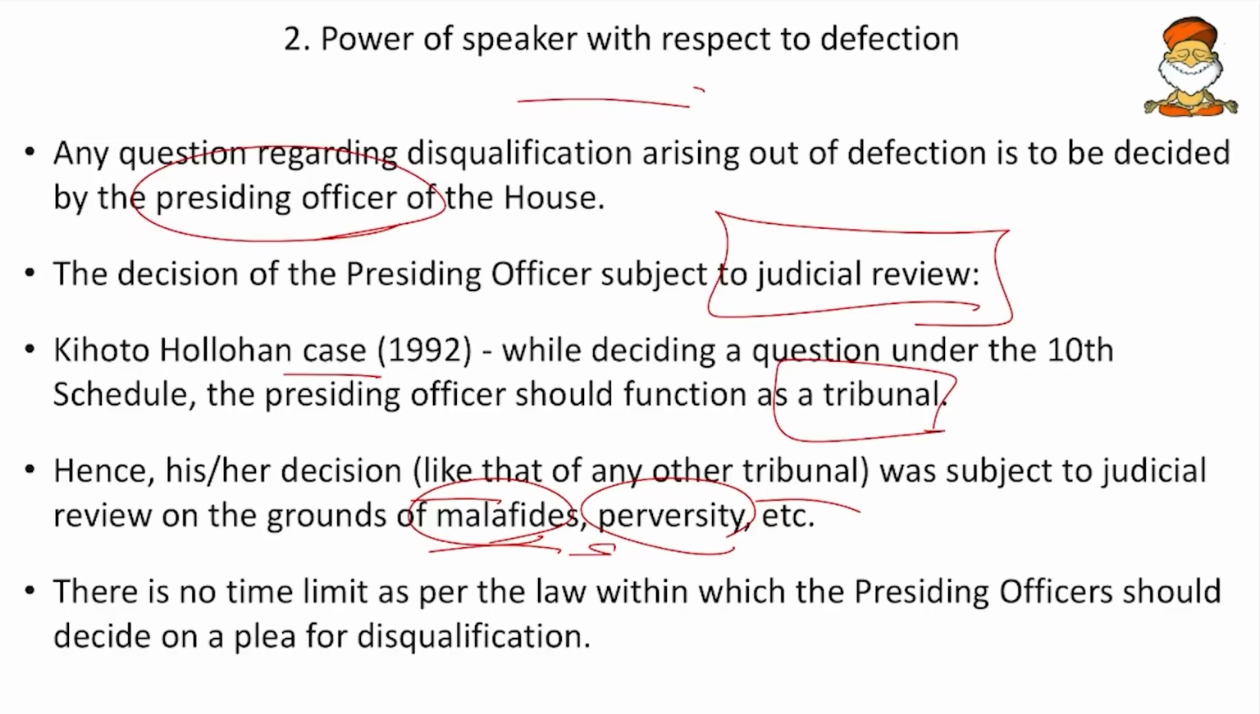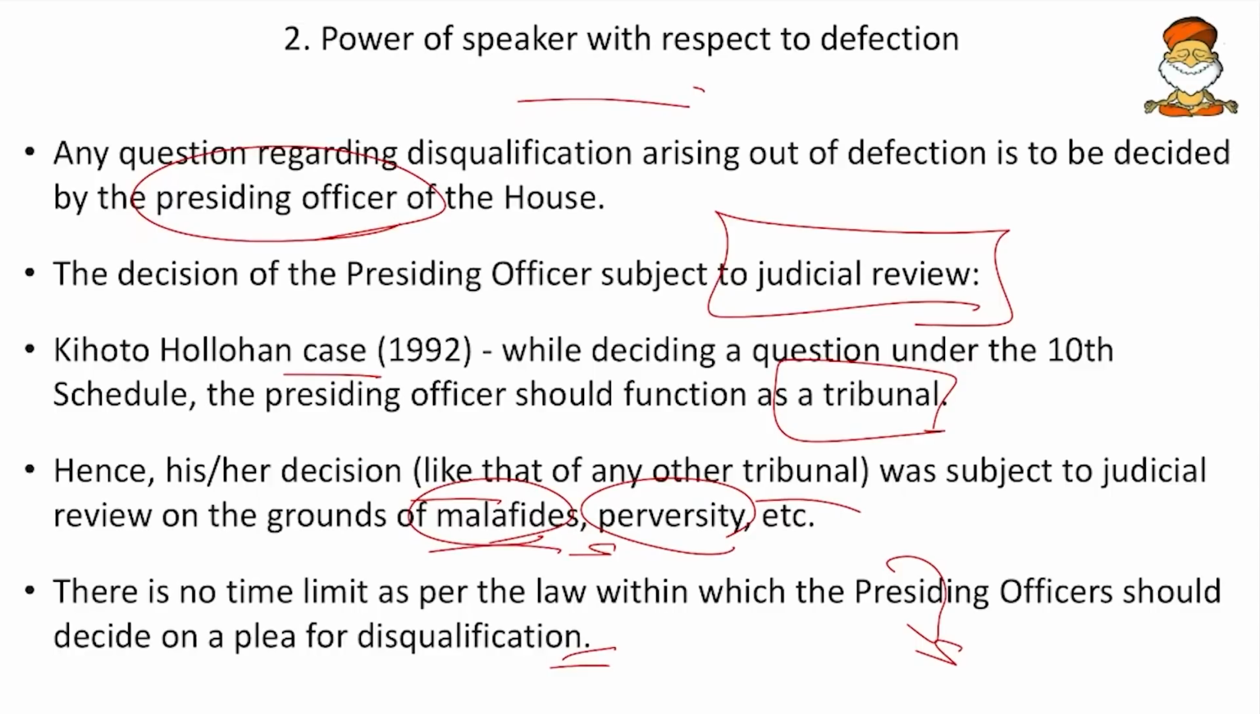Then there is no limit on the time within which the presiding officer must pass a judgment. He can sit on the judgment for as much time as he wants. This is the clause which the speakers are making use of right now. Say for example, if a person is defecting from opposition to ruling party, that will be in an advantageous position for the speaker's party. That's why no action will be taken on them.